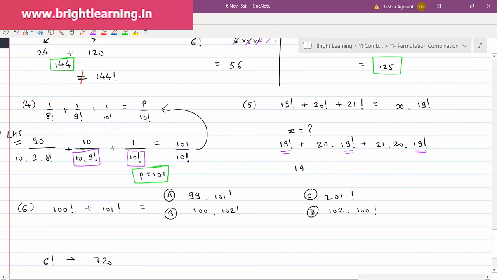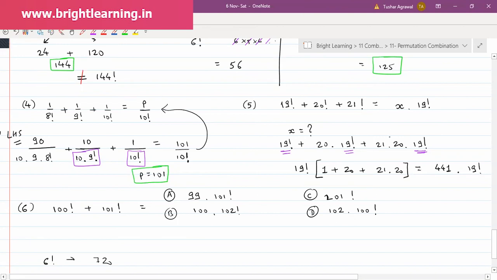I need not bother to calculate it. That big number, I will take it as common. From the first, 1 will remain. From the second, 20 will remain. And from the third, 21 into 20 will remain. That is 420. So this is 420 plus 20, that is 440. 440 plus 1 is 441 multiplied by whatever that big number is, 19 factorial.